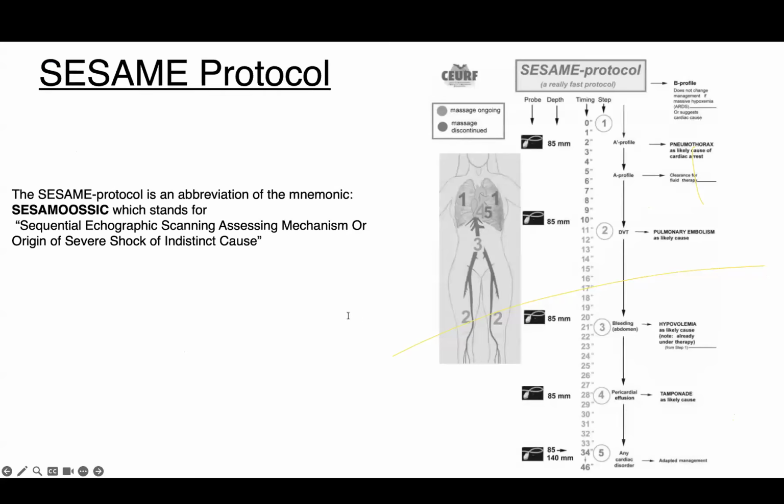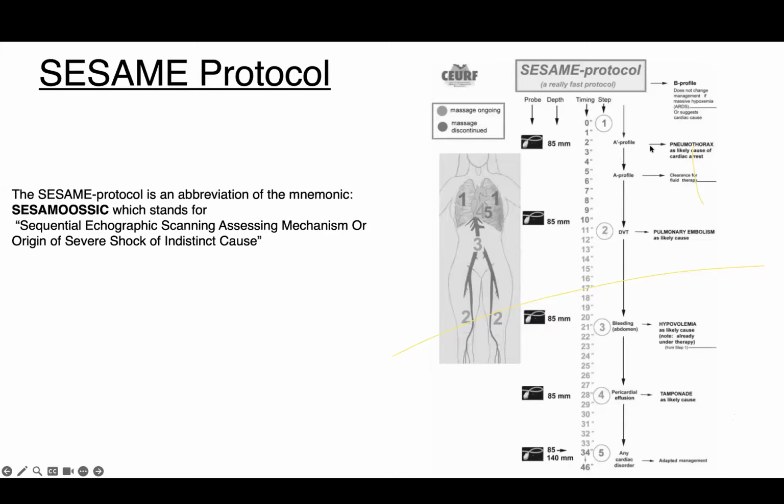SESAME protocol is sequential echo scanning assessment for the mechanism of origin of severe shock of indistinct cause. So this is usually done in the cardiac arrest scenario. The important thing that you need to keep in mind is you need to keep your probe as a curvilinear and keep it fixed at 8.5 centimeters. As the massage is ongoing, you will have very limited time to assess the patient. So you need to keep the fixed areas that need to be assessed in mind.